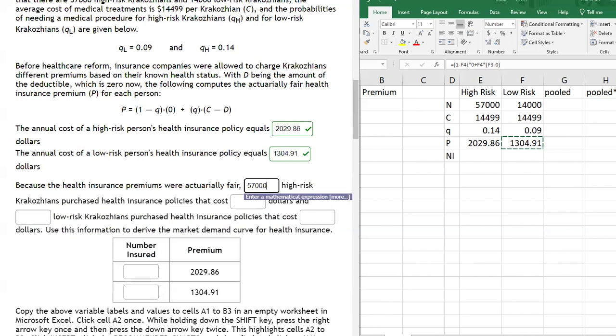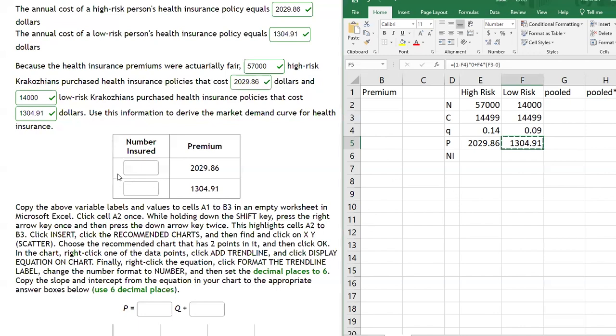So because the premiums were actuarially fair, all 57,000 high-risk Caucasians purchased the health insurance at a cost of $2,029.86. And all of the 14,000 low-risk Caucasians purchased health insurance policies that cost $1,304.91. Now we're going to use this information. This is what we observe in the real world, right? We've got these 2 points.